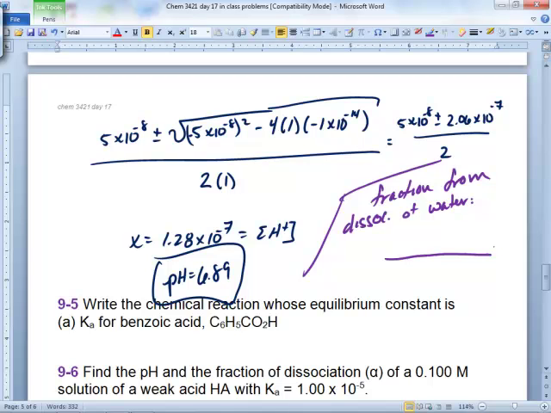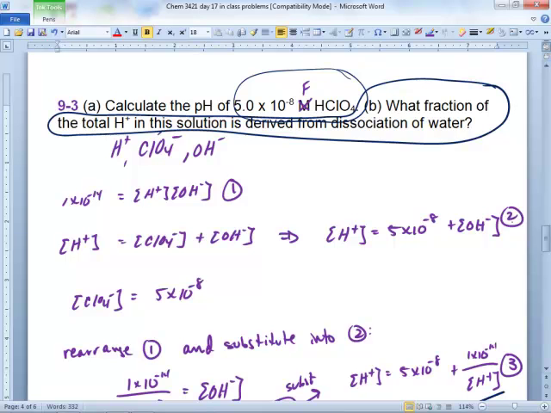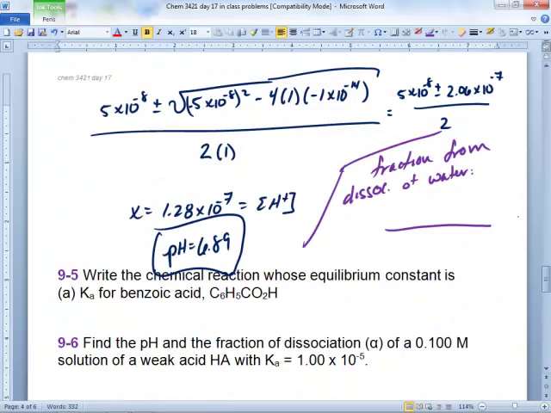It's the amount from water falling apart divided by the total. So which one do we know the total of? The hydroxide or the hydrogen ion? We just did hydrogen ion, right? And that's really what they're after, right? They're talking about hydrogen ion. What fraction of the total hydrogen ion? So we have to be sticking with hydrogen ion. So what's the total? We just found it to be 1.28 times 10 to the negative 7.